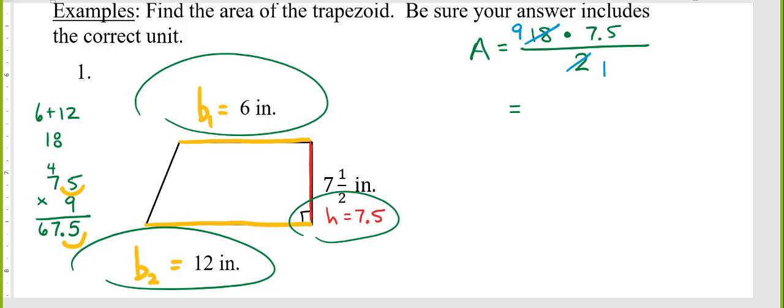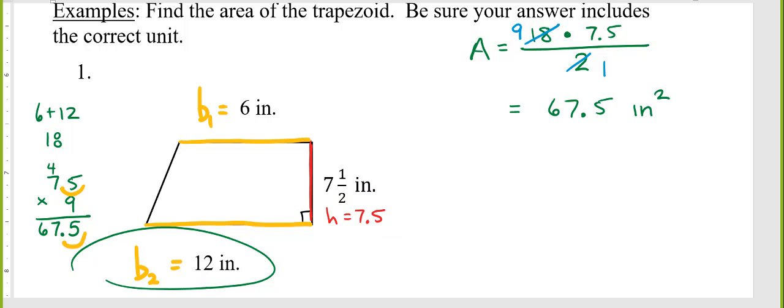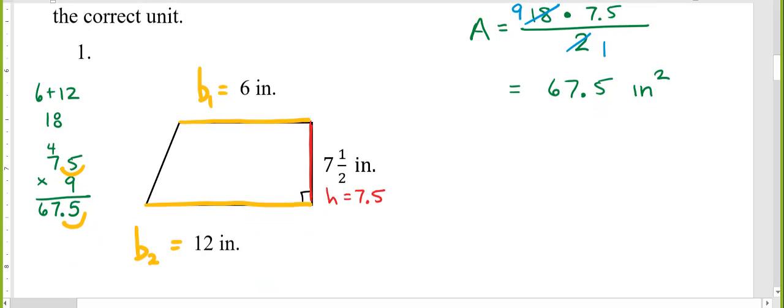My answer will be 67.5. Do I need to say over 1? You don't need that over 1. Okay, what unit do I need to write down? I'm finding area. So it's inches squared. That's number 1. And just so this isn't so messy, I'm going to erase those. All right, number 2.